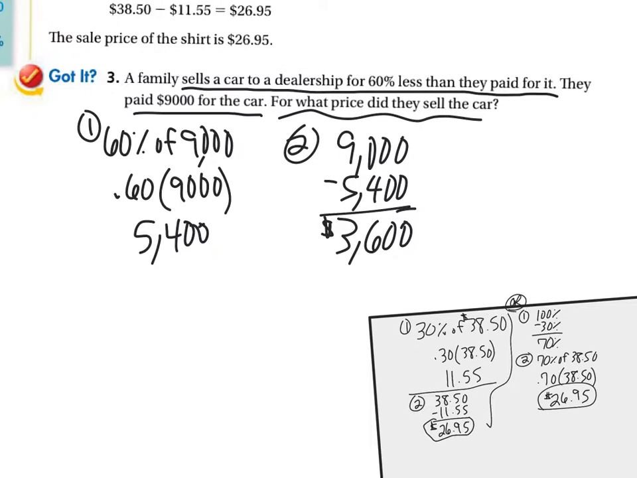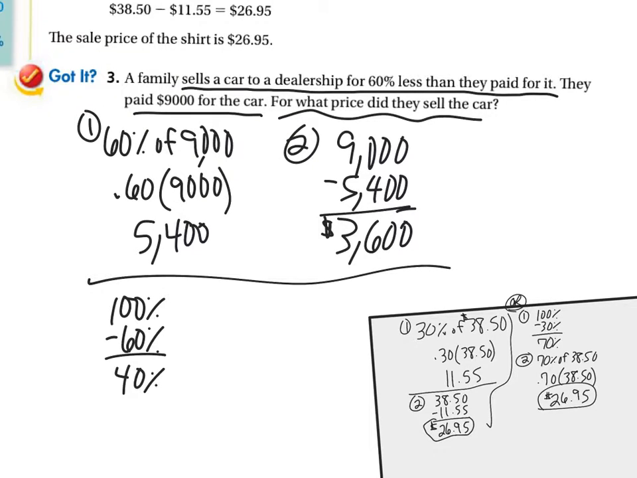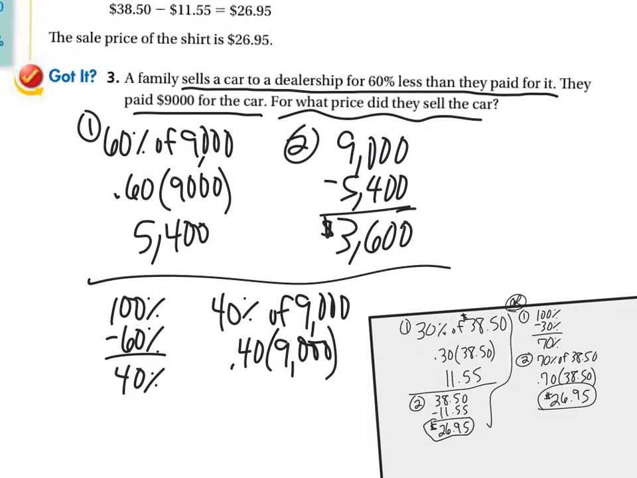Another option would be if they got 60% less than what they paid, then they got 40%. So we could figure out what 40% of 9,000 is, which would be 3,600. Whichever way you want to do that is fine.